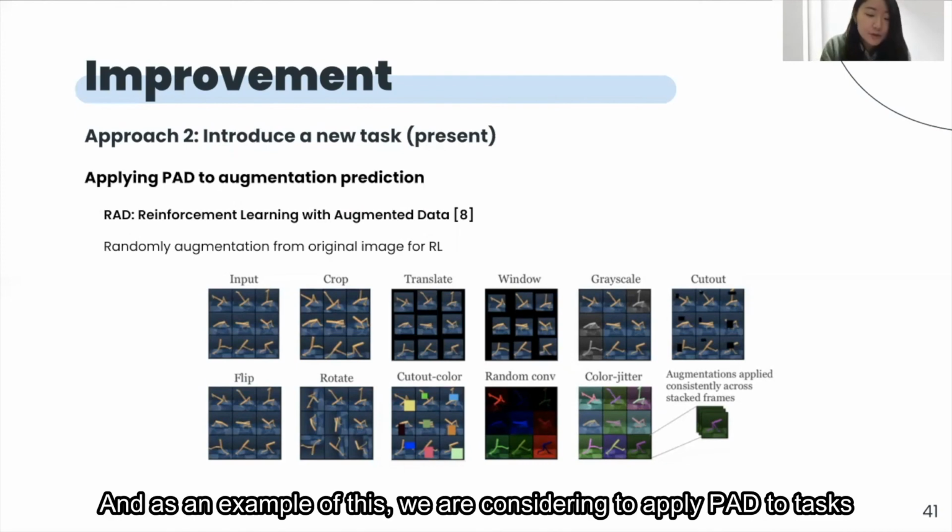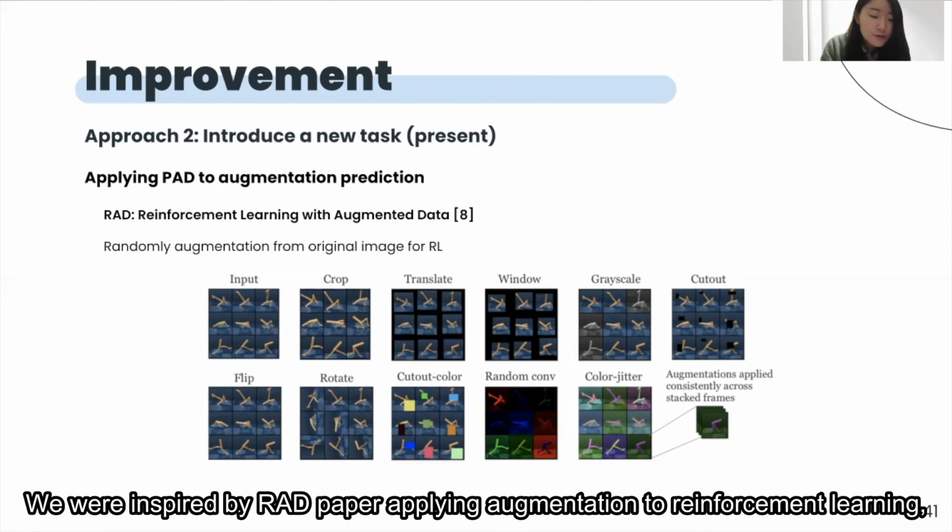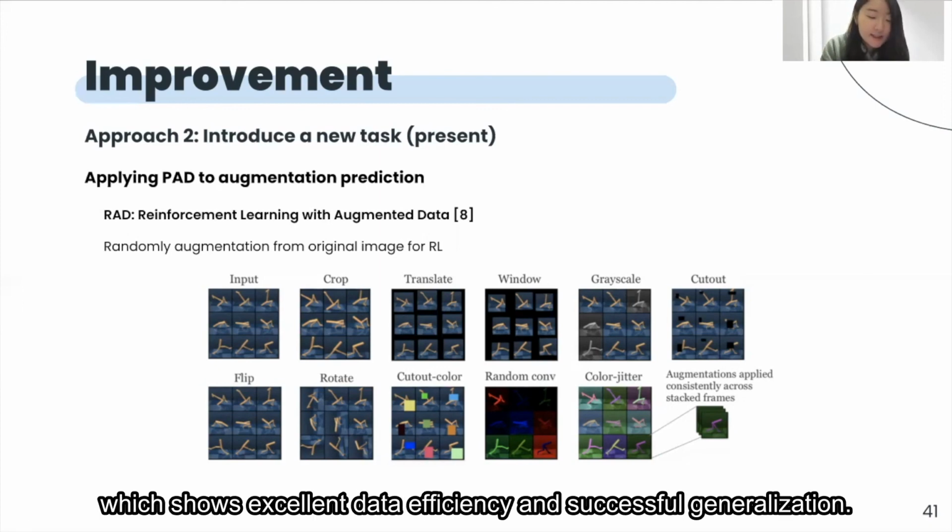As an example of this, we are considering applying PAD to tasks that generate random augmentation from input images and predict which augmentation was applied. We were inspired by the RAD paper applying augmentation to reinforcement learning, which shows excellent data efficiency and successful generalization.